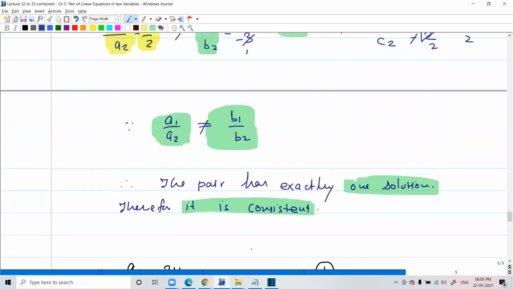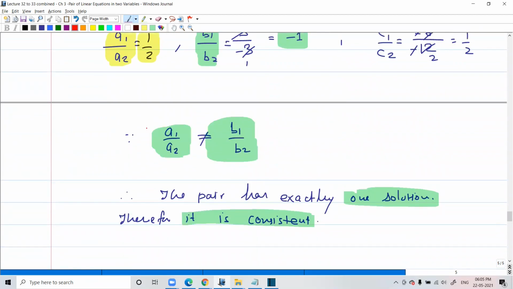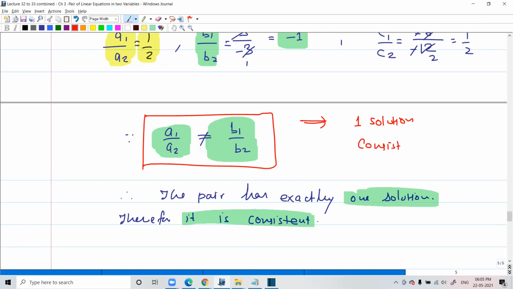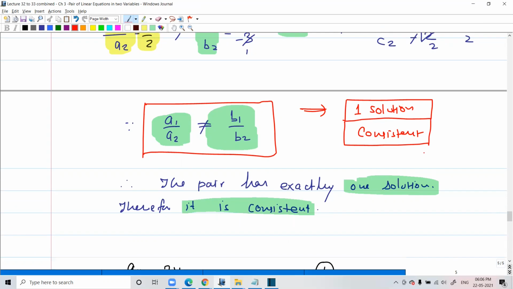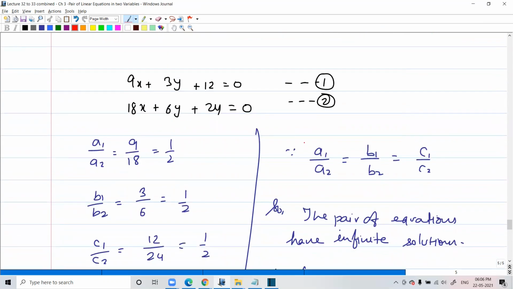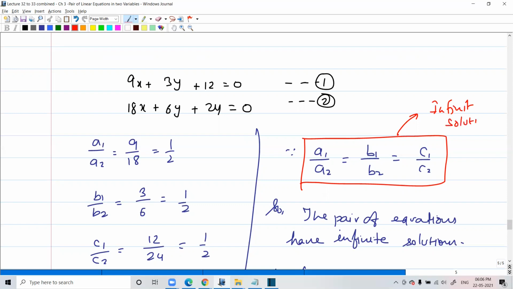Okay, so we learned this rule. This tells us that the pair of equations have one solution, which means that they are consistent. If this condition is followed, what does it mean? Infinite solutions. And still, this is also consistent.